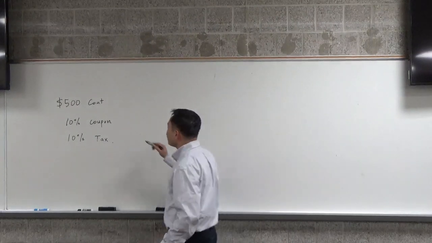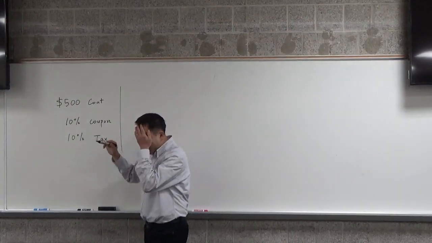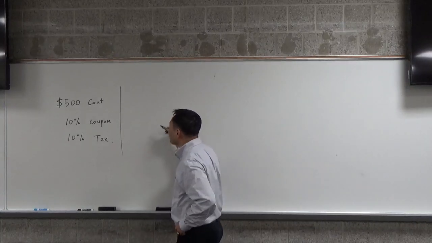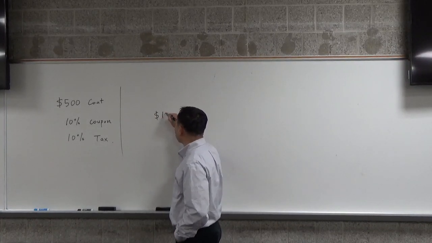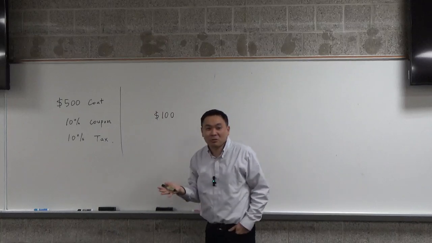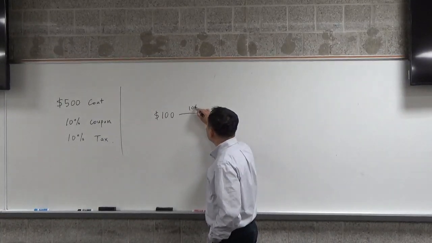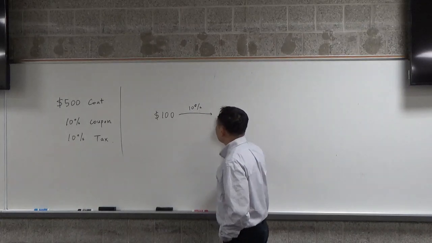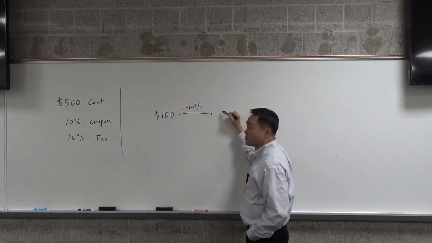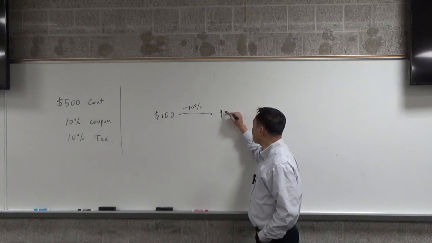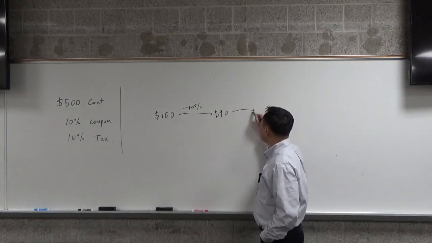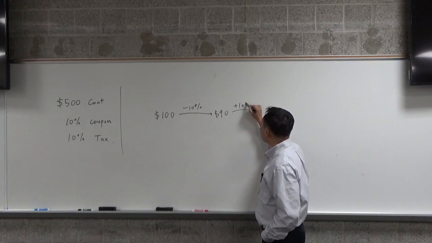And 500 is not an easy number to compute, so let's start with something even simpler. Let's say it was $100. Now, if you apply a 10% coupon, what's the price after the 10% coupon, minus 10%? $90. Okay. All right, and then 10% tax.